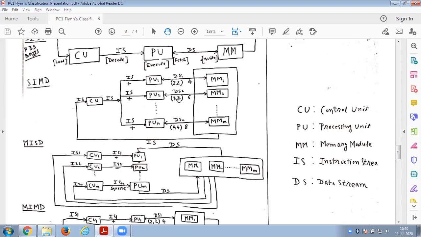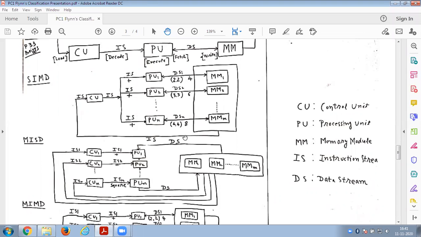For example, this PU2 is fetching 3 and 3, and PUN is fetching 4 and 4. So the same instruction, that is plus, will be performed on all data. Processing unit 1 will write 4 back into the memory, processing unit 2 will write 6, processing unit N will write 8, etc. In this way, the result will be written back into the memory. This is the example of SIMD.